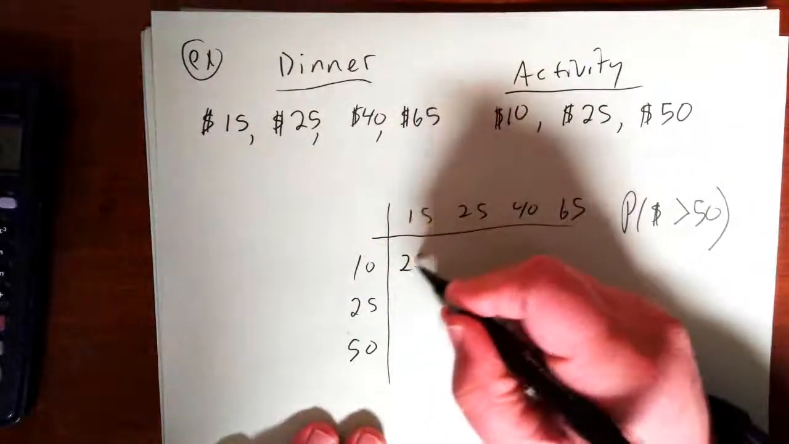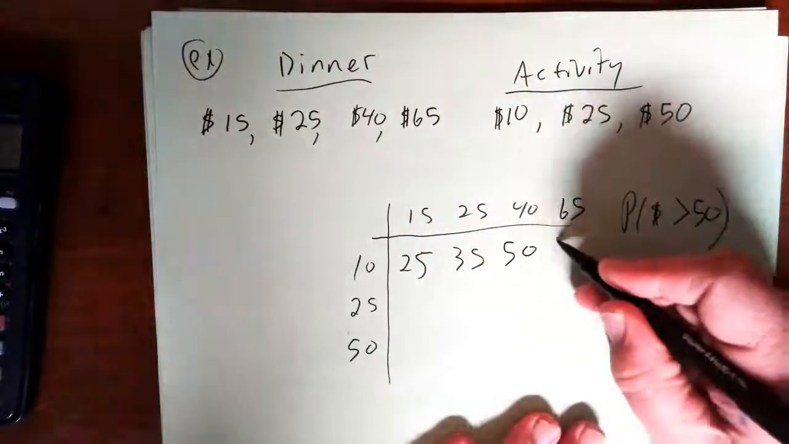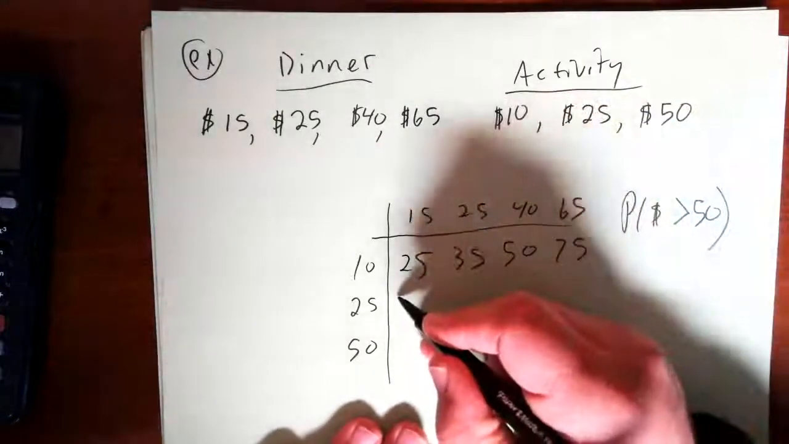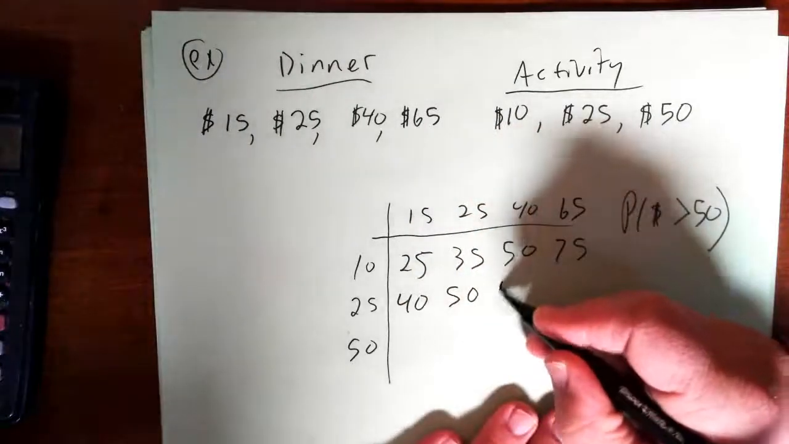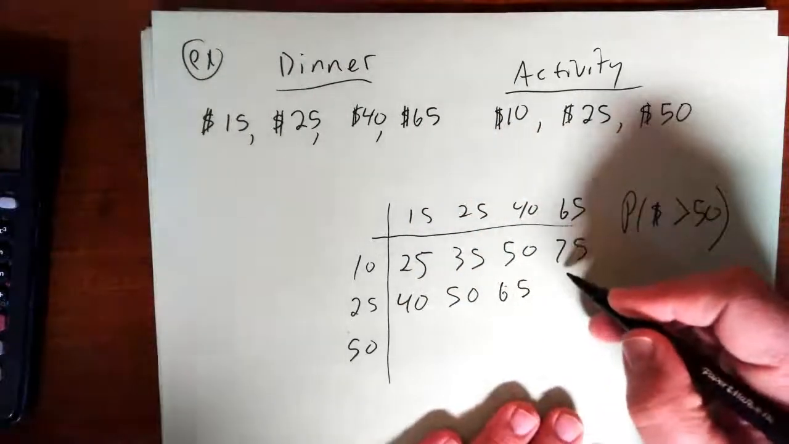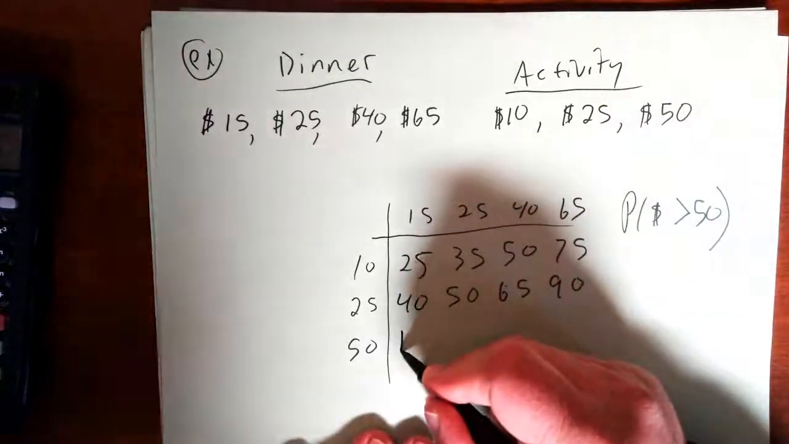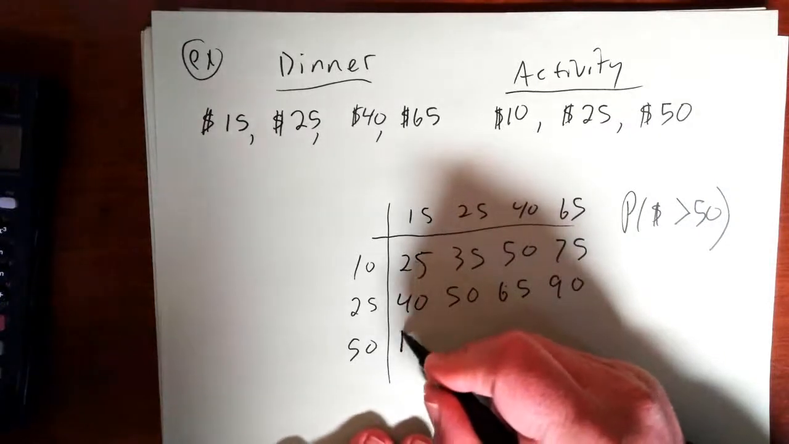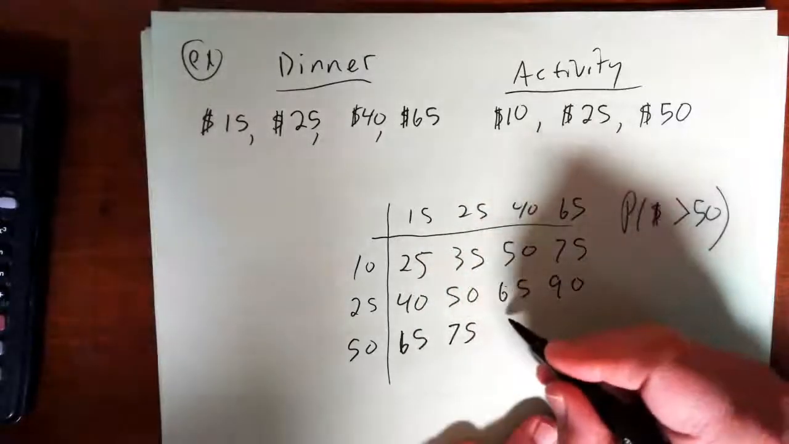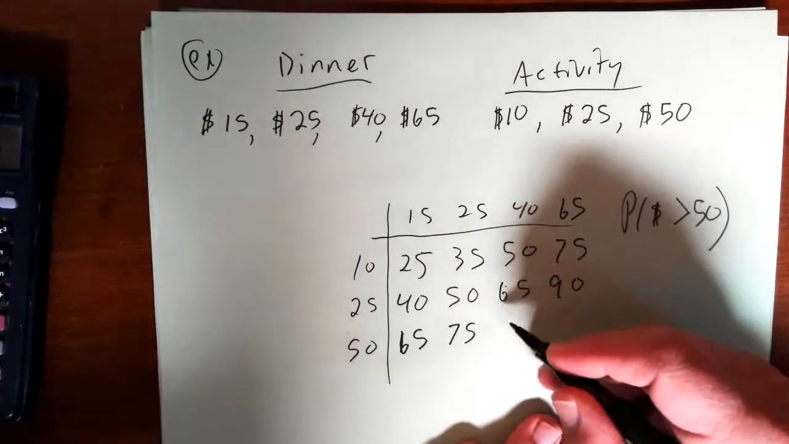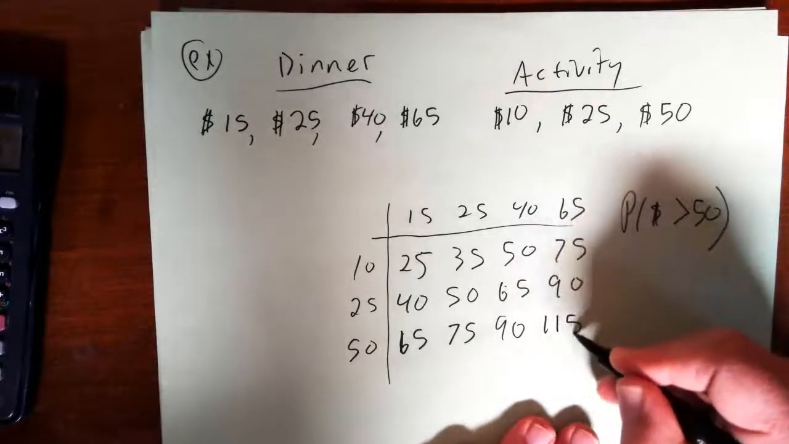Okay, so 10, 15, that'd be 25, 35, 50, 75. This would be 40, 50, 65, and that would be 90. This would be 65, 75, this would be 90, and this would be $115.